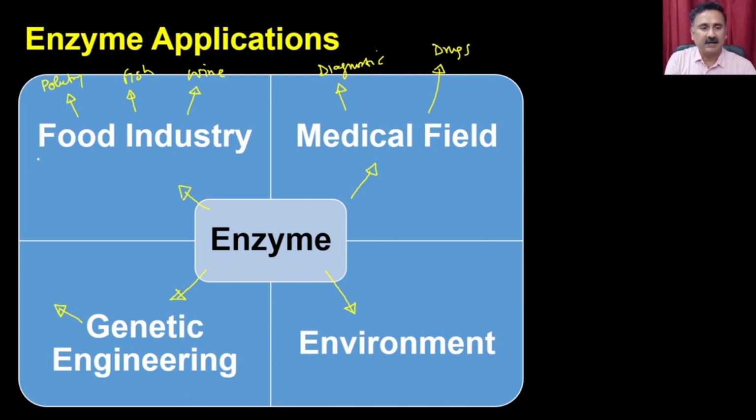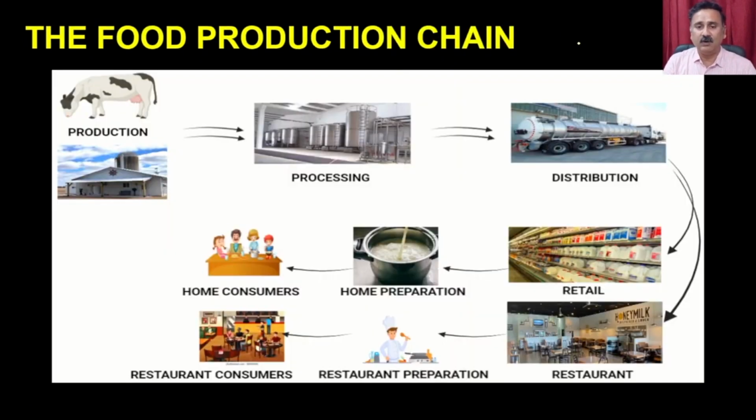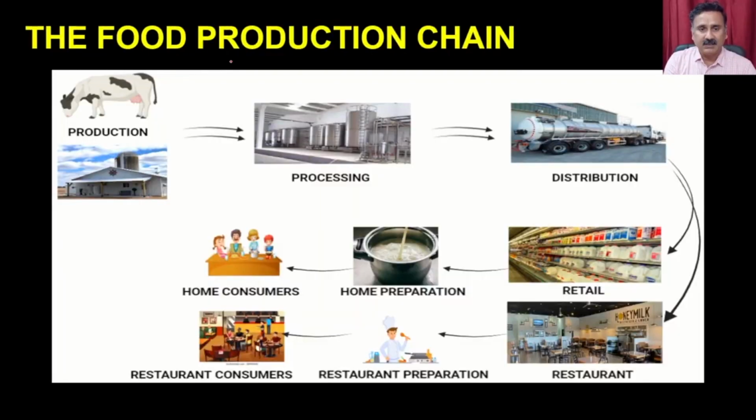So now let's start discussing the application of enzyme in the food industry. The food industry is a very well developed industry where you have multiple types of products, right? You can have dairy products, meat, poultry, and other kinds of products like wine and fruit juices, right?